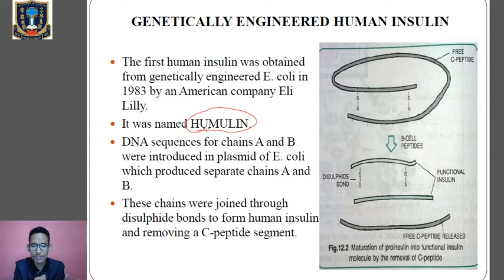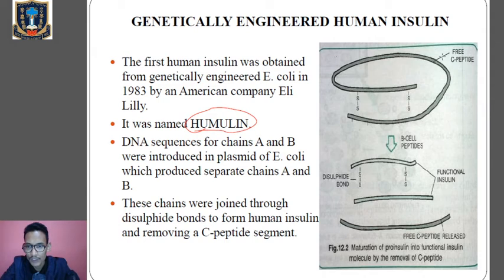after the formation of polypeptide chain A and polypeptide chain B, they were joined together with the help of a disulfide bond. Clear? So these chains were joined through the disulfide bond to form the human insulin, removing a C peptide segment. So in this way, the first human insulin, Humulin, was obtained by genetic engineering by an American company, Eli Lilly. So let's go to the diagram.